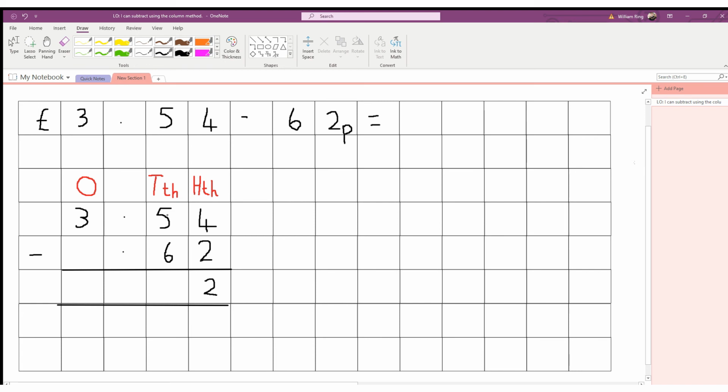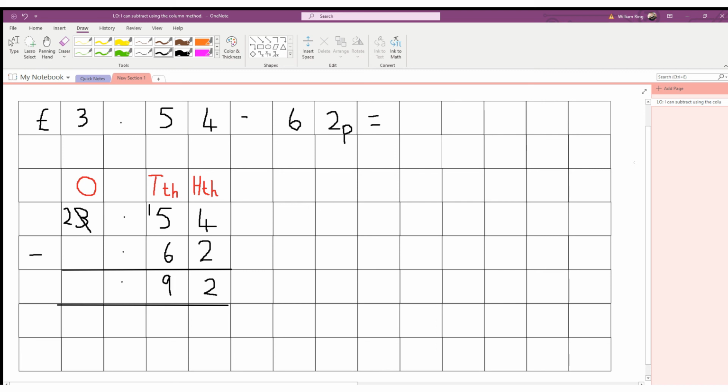Next we need to do 5 tenths take away 6 tenths, which we can't do. So we're going to have to exchange from the ones column. At the moment there are 3 ones. So I'm going to cross it out and replace it with 2 ones. And I'm going to put that one over here. So now we have 15 tenths take away 6 tenths, which would be 9 tenths.